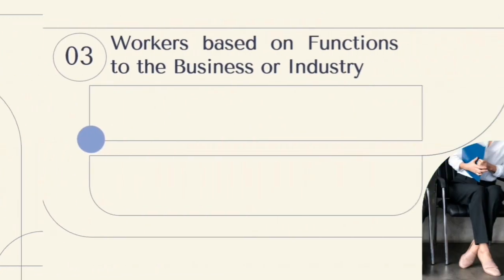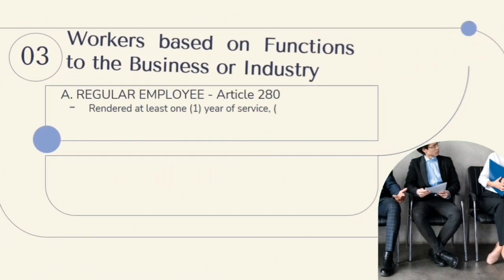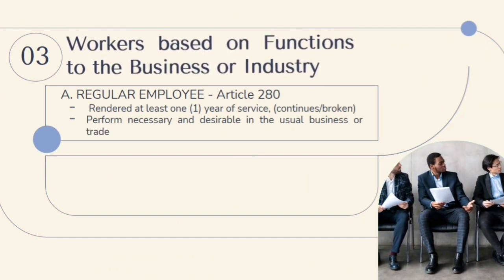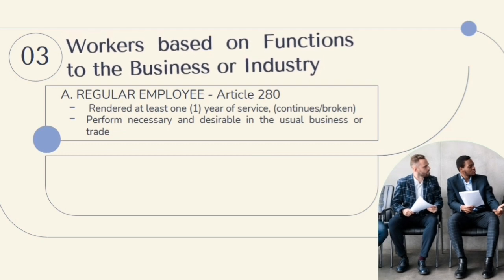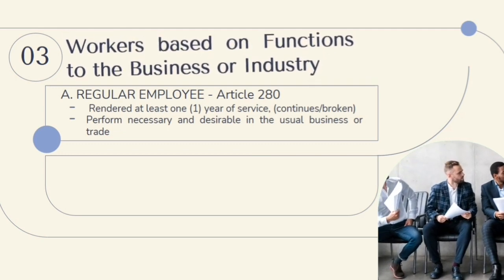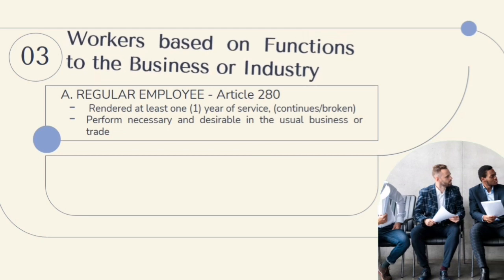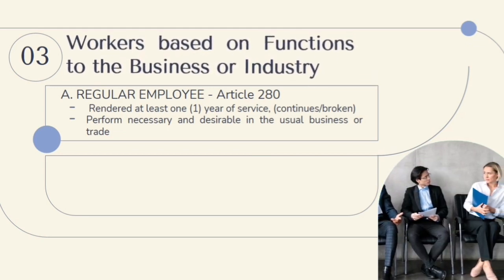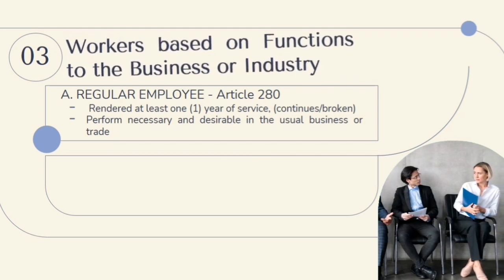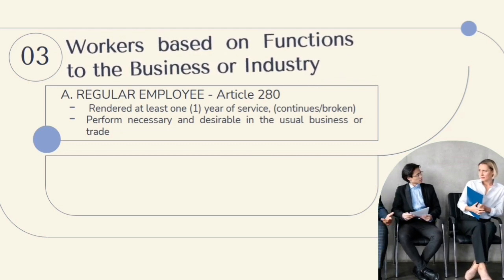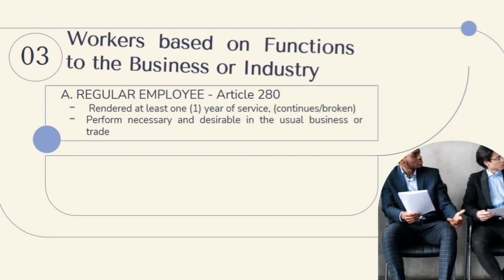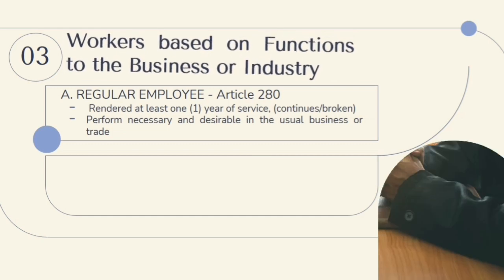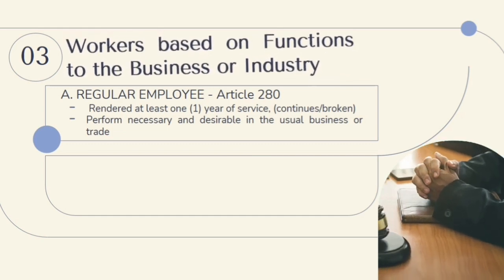Then the third classification of employees are those workers based on functions to the business or industry. So one is the regular employee as provided under Article 280. They are those who rendered at least 1 year of service, either continuous or broken. Those who perform work necessary and desirable in the usual business or trade, in that the nature of their work will determine the status of their employment.